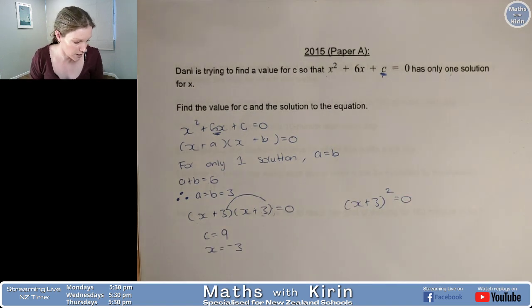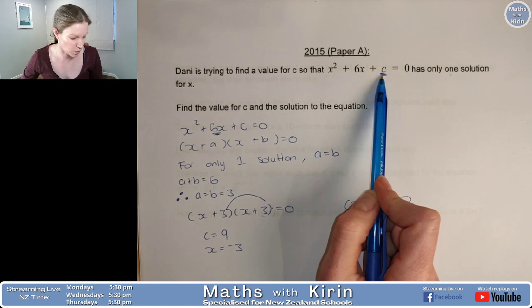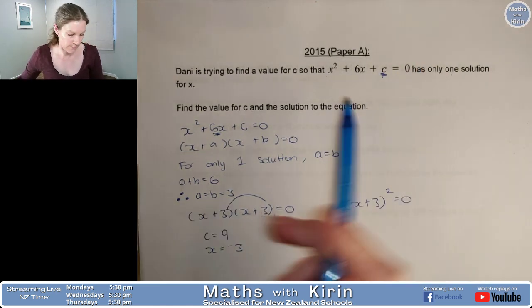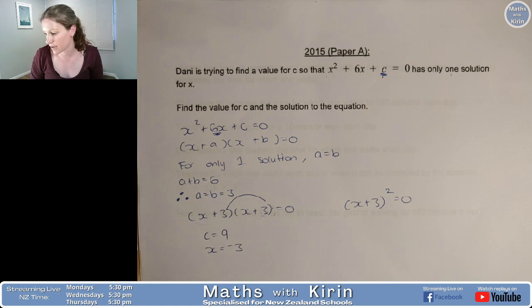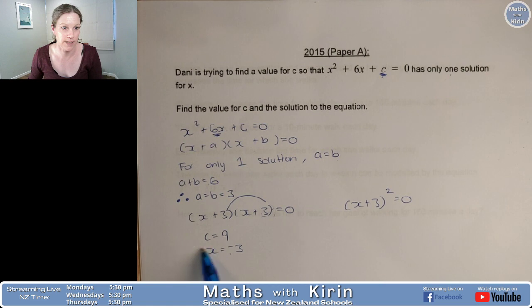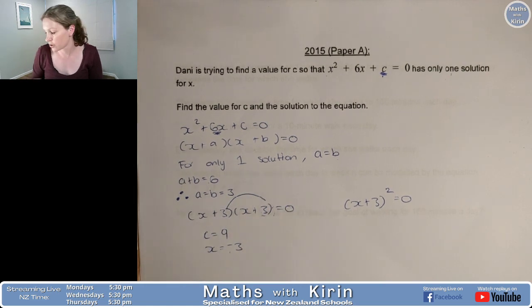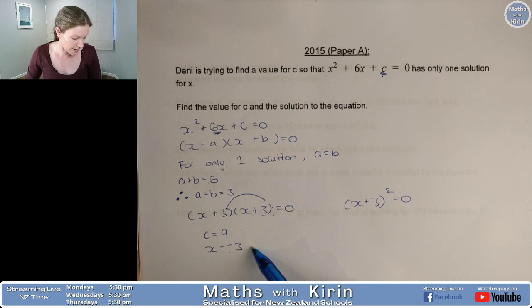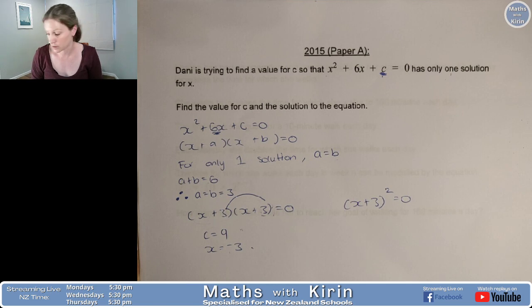For merit, the value of your constant is found, so you find that C is equal to 9, or the solution for your perfect square without giving the value of the constant. So you might say that x is equal to -3, but you forget to say C is equal to 9. So you either find C or you find x. That will give you merit. For excellence, you need to find both. The value of C and the solution to the equation, the value of x, and that will give you excellence.